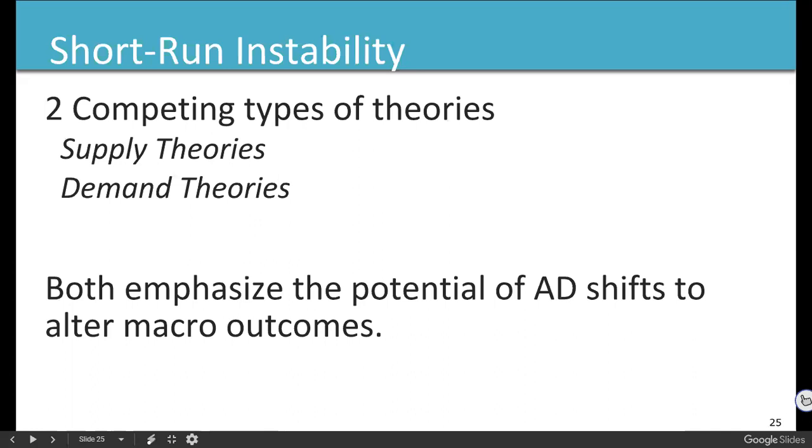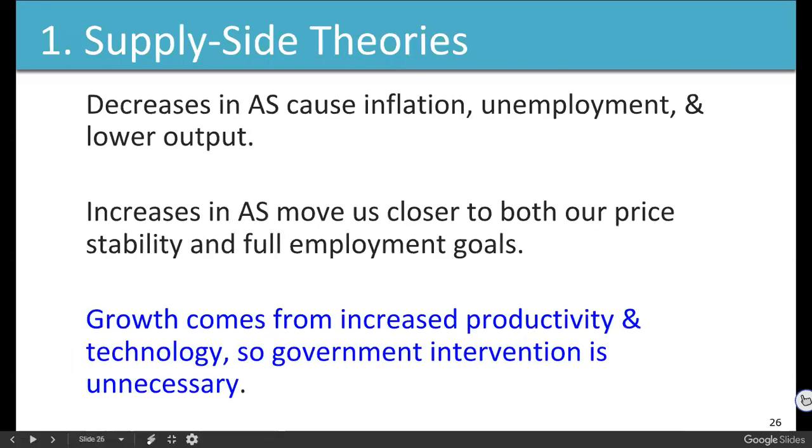And there's friction there. So, in the short term, there are two competing theories for what's going on with this instability. One of them is supply-based, and the other is demand-based. But both are actually focusing on aggregate demand. Both of these supply theories and demand theories are saying, okay, it's all about the potential for aggregate demand to change the economy. So, supply side. Let's roll with it.